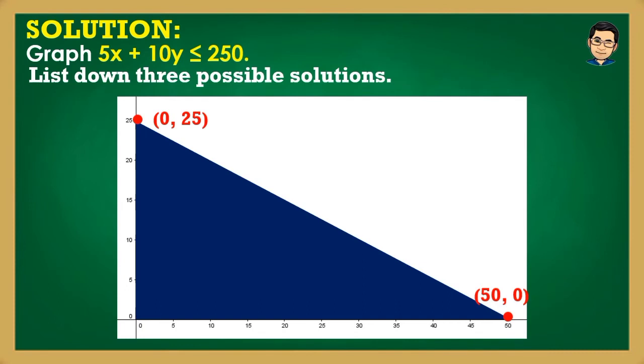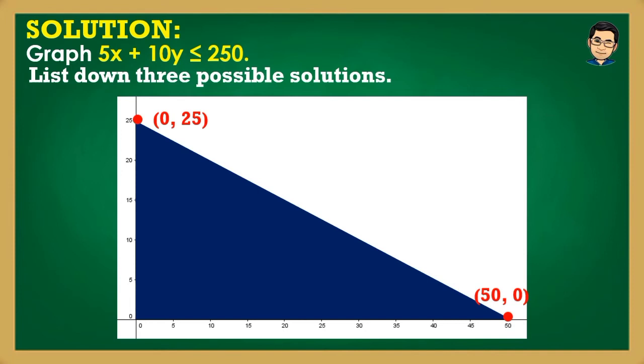And then yung next naman na gagawin natin is i-list down natin yung 3 possible solutions. Kasi ito yung nire-require na sa atin ng problem. So, yung mga possible solutions is yung mga nakapaloob dito sa blue portion na ito. Kung mapapansin nyo, hindi naka-shade yung bandang ilalim na portion. It's because pera po kasi yung pinag-uusapan natin dito. So, wala namang bilang ng pera na negative.